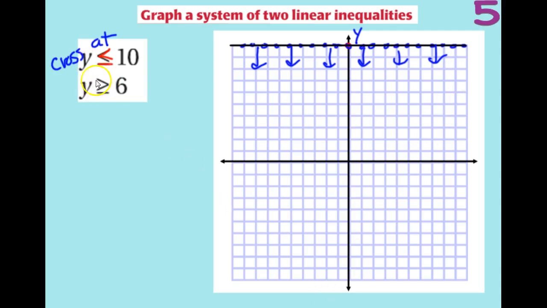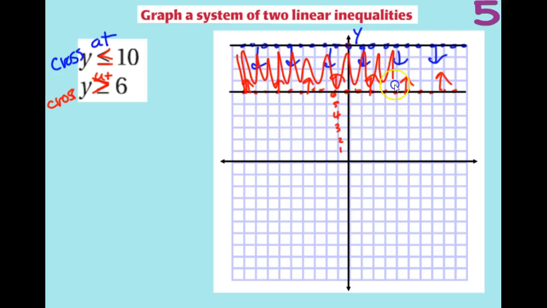But then it says y is also, we're going to cross the y-axis at 6. 1, 2, 3, 4, 5, 6. This one also has the equal to symbol, so that tells us we're going to have a solid line. And then instead of less than, this one has greater than, so it would be shaded above the line. This is a very similar example to the one we just did with the words. So our answer would be between these 2 lines.